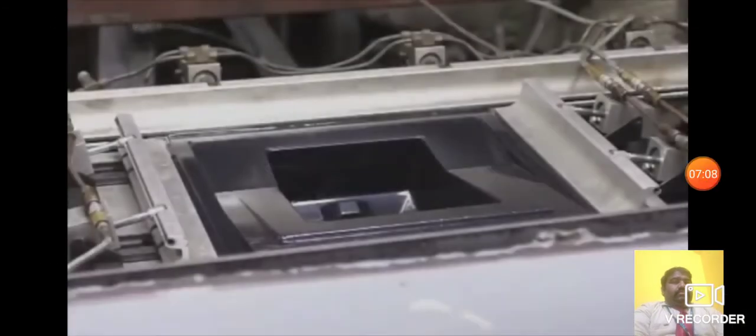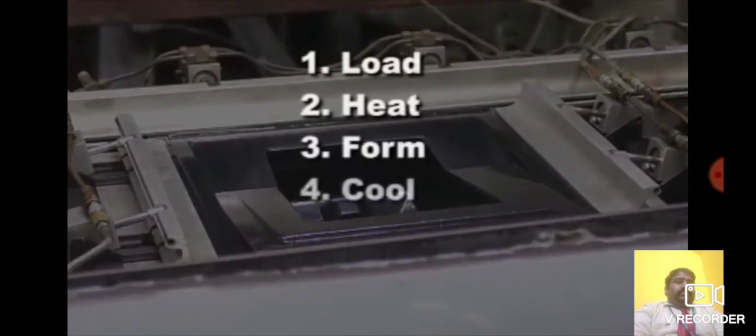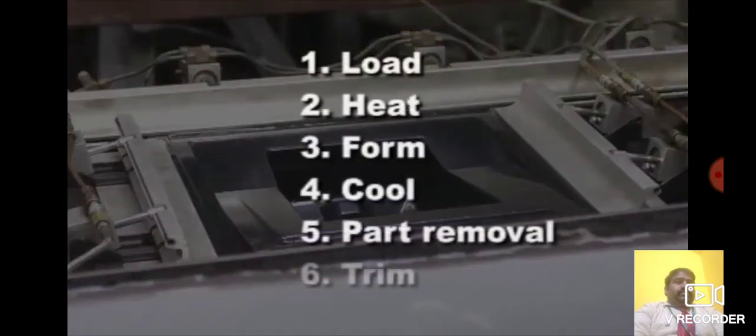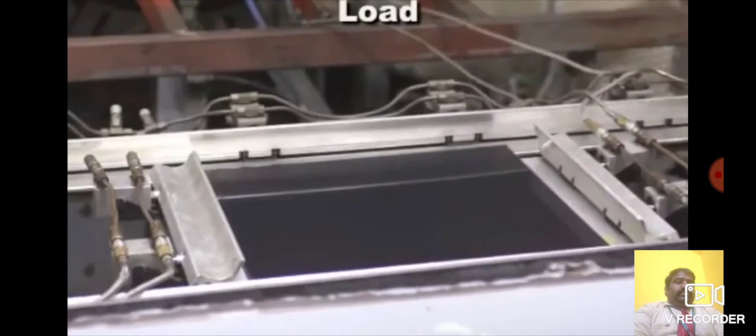Forming methods have 6 processing steps. They are load, heat, form, cool, part removal, and trim. Load. The sheet is placed in a clamp frame and held down on all 4 sides.